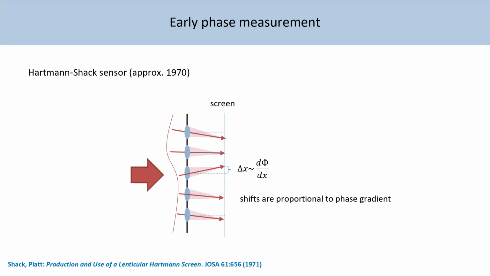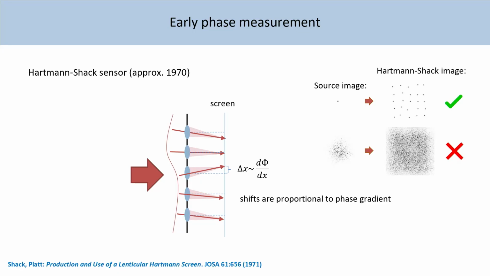The idea is that I have a lenslet array, and I send my wavefront onto this lenslet array, and then I get spots at the back on a screen. In the past, it would be photographic film here. And then from the positions of those spots, I can directly figure out the local slope of the wavefront. And if I have the slope of the wavefront, I can basically, with some unknown constant, which is irrelevant, find out what the phase is.